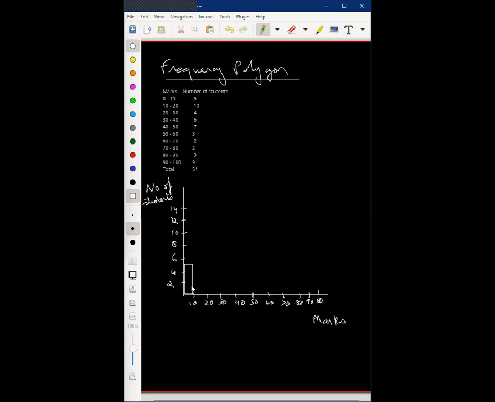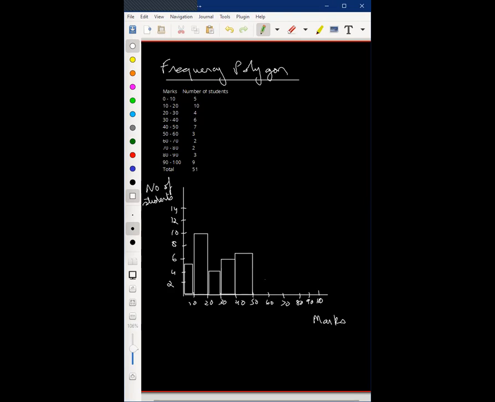Then 10 to 20, we have 10. So it will be something like this. Then 20 to 30, we have 4. 30 to 40, we have 6. 40 to 50, we have 7. I'm sure you all can make this on your own also now.